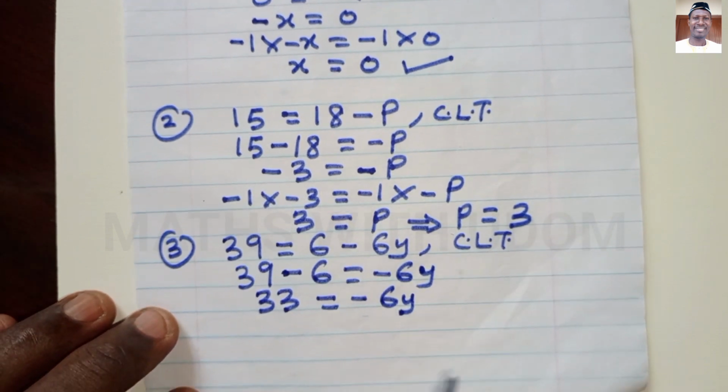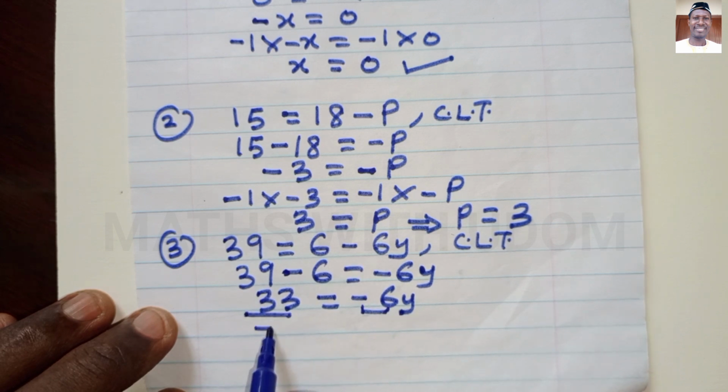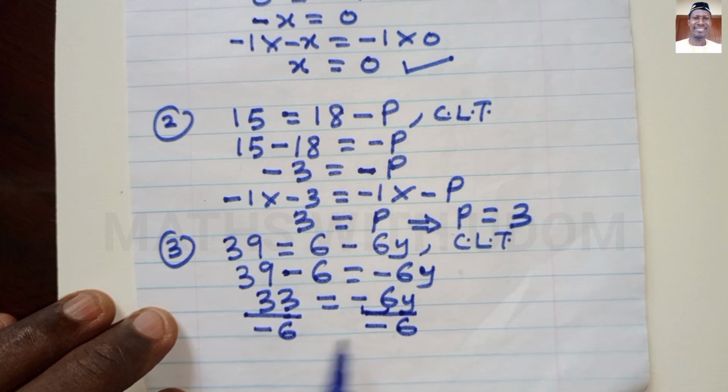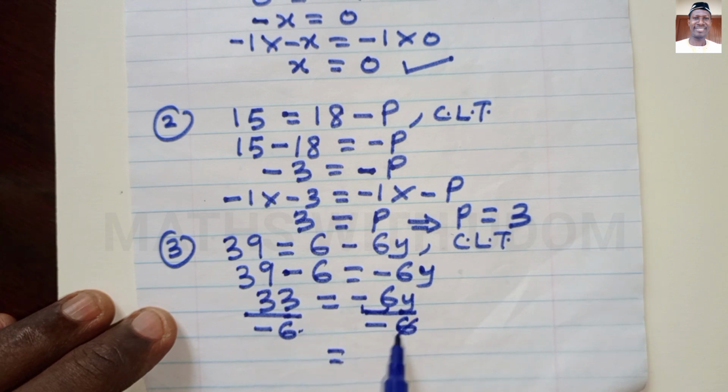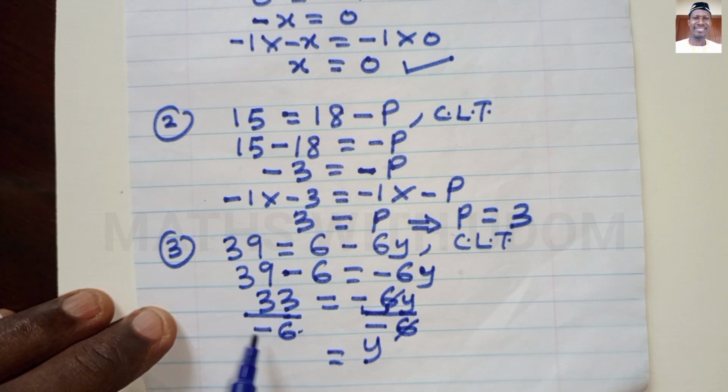So since I'm looking for the value of y, I will divide both sides of the equation by minus 6, because minus 6 is the coefficient of y. So I'll divide the left-hand side by minus 6, and the right-hand side by minus 6. So from here, on the right-hand side, minus divided by minus is equal to plus. 6 cancels 6. I'm left with y. Then the left-hand side, I have plus 33 over minus 6. So plus divided by minus is minus.